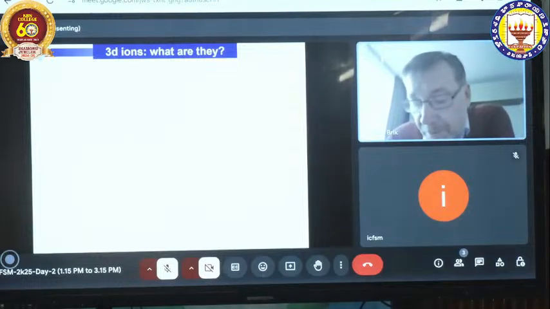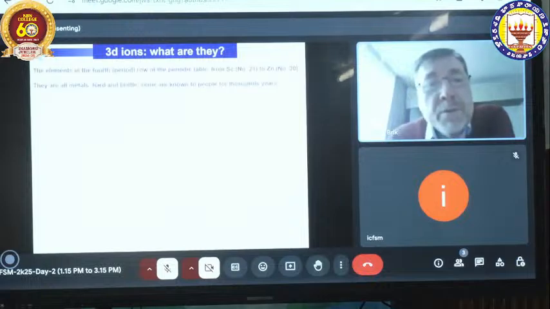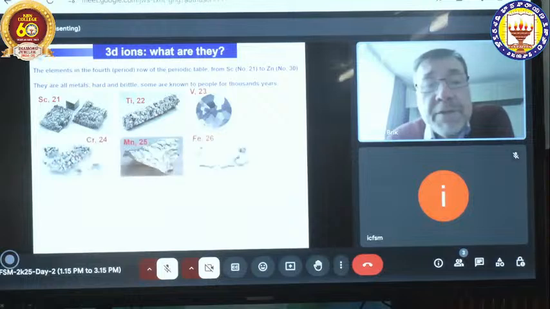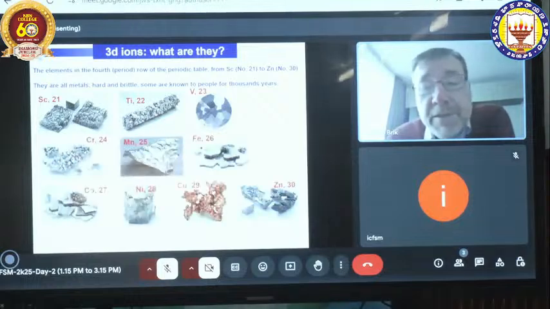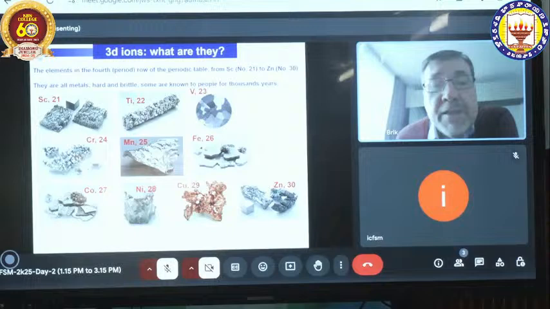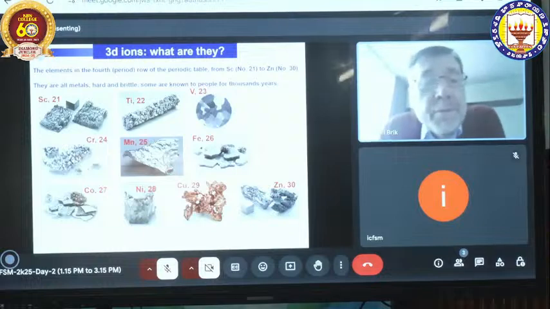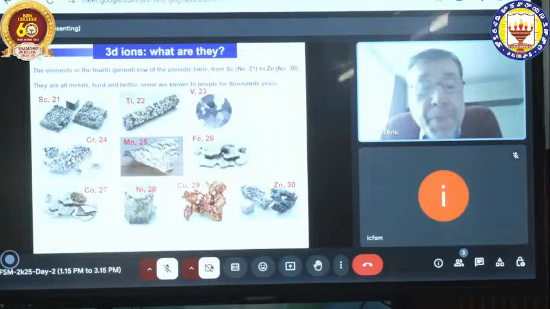So if you think about 3D ions, the question is what are those elements? These are metals in the fourth period of the periodic table. They are of course metals, very good conductors of heat and electricity. They have this shiny, typical metal appearance. So these are the images which I took from Wikipedia to illustrate that these are all metals: scandium, titanium, vanadium, chromium, manganese, iron, cobalt, nickel, copper, and zinc.